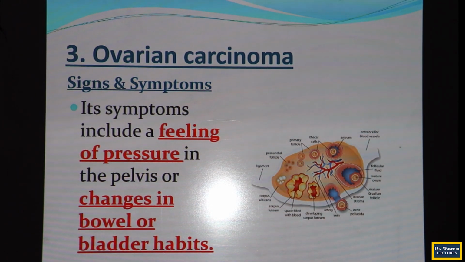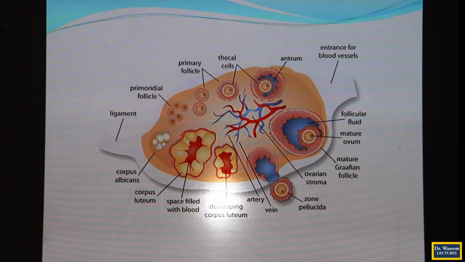The symptom usually is a feeling of pressure in the pelvis, because it is heavy, it has a weight. So, there is a feeling of pressure in the pelvis, and there are changes in bowel and bladder habits also, because there are pressure symptoms. Anteriorly it can compress the urinary bladder, and posteriorly it can compress the rectum. So, it can give rise to changes in bowel and bladder habits also. And this is because the ovary actually brings all its neurovascular bundles from the lumbar region.